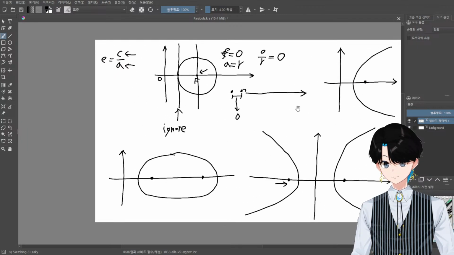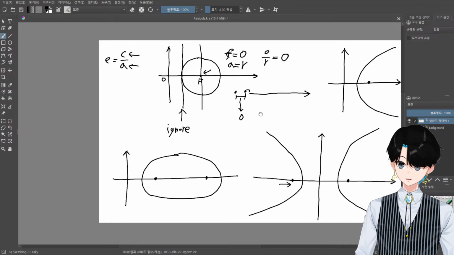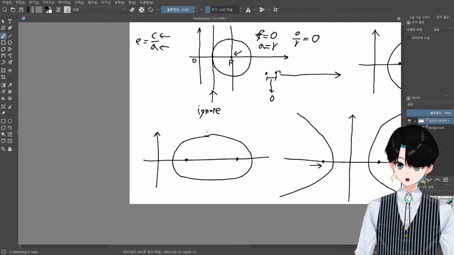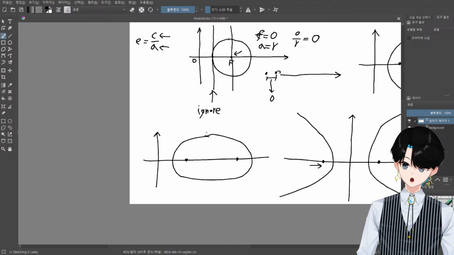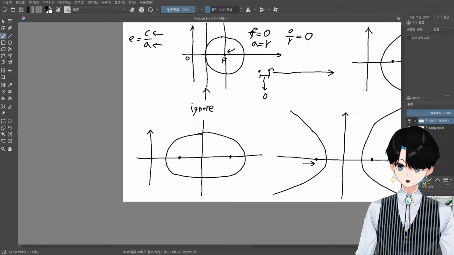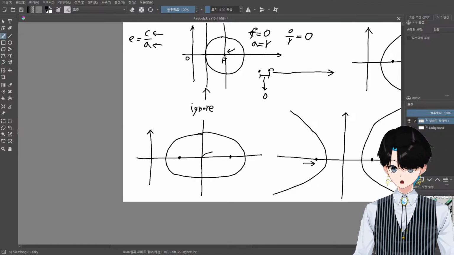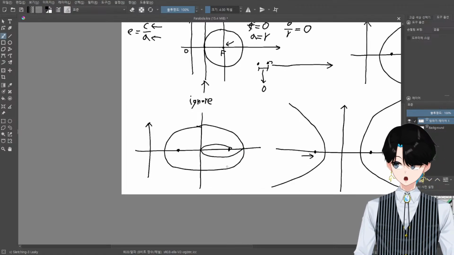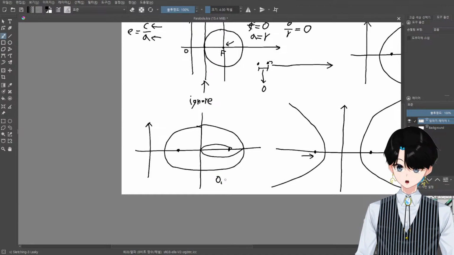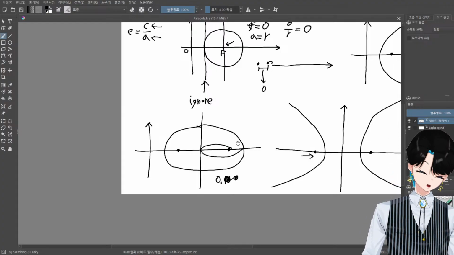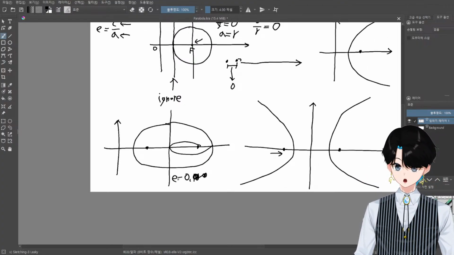Okay. So the eccentricity of the circle is 0. But here in the ellipse, this is the center, this is the linear eccentricity, and this is the semi-major axis. The linear eccentricity is not 0. Therefore, the eccentricity is like 0 point something, because the semi-major axis is still bigger than the linear eccentricity.